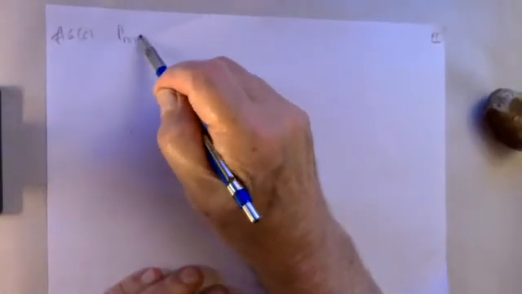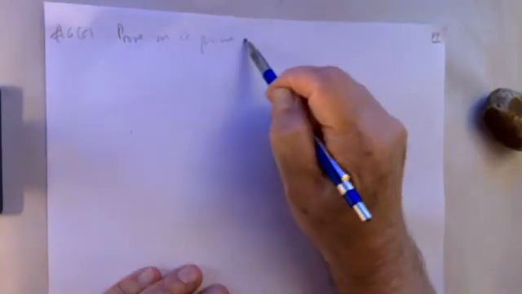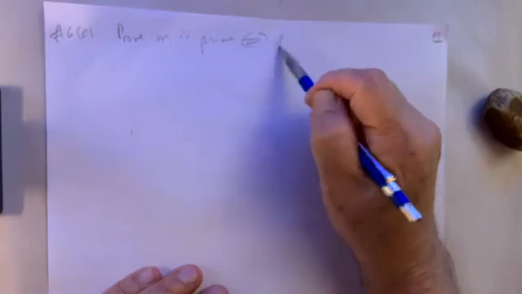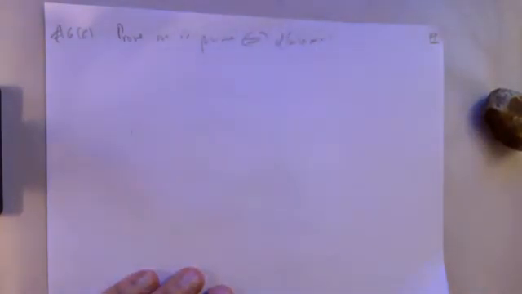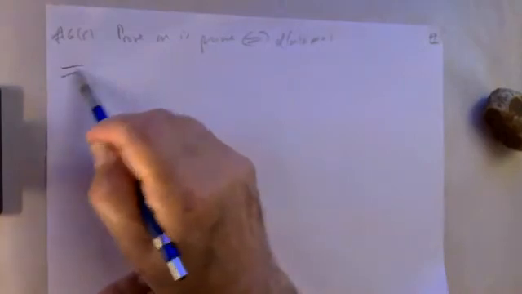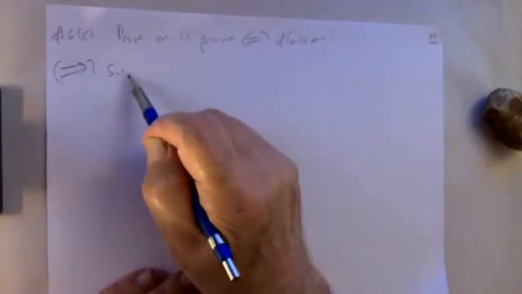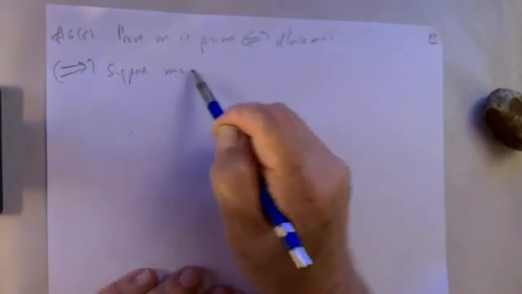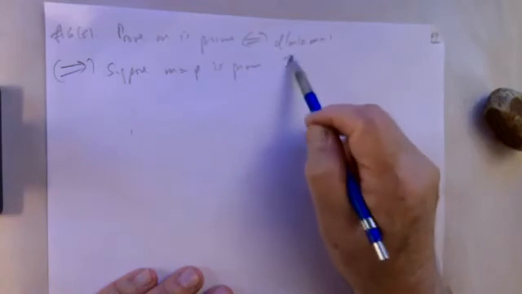Prove M is prime if and only if phi of M is M minus 1. Let's see, so let's prove it in this direction. Suppose M equals P is prime.